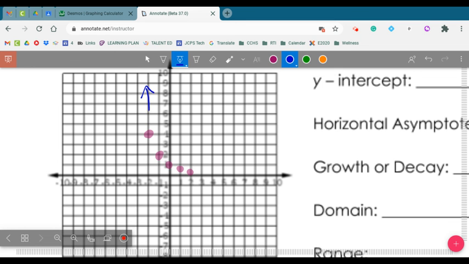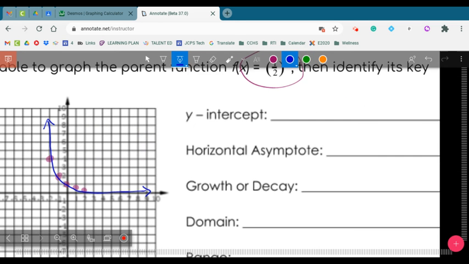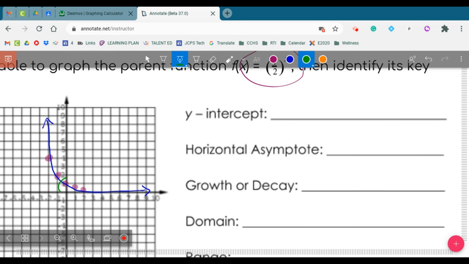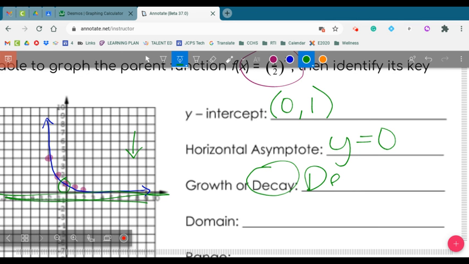So it starts right here, it goes down, and it gets super close to y equals 0, but never crosses. That's where the line is going to graze. So our y-intercept is 0, 1 again. The horizontal asymptote is that y value it grazes. So it grazes 0, but it never crosses. Because this line is going down, it is decay.